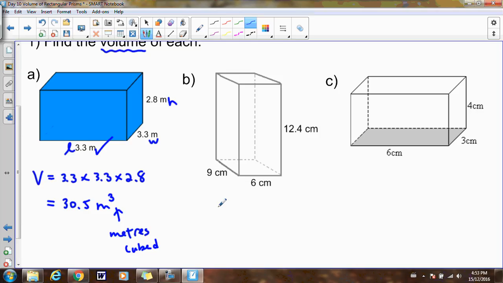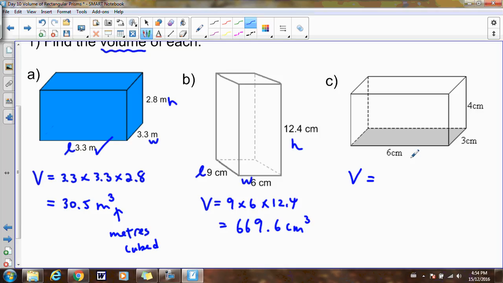The next one is very similar. So again, we use the formula length, width, and height. So we label this. Let's say this is the length, this is the width, this is the height. So you're going to have 9 multiplied by 6 multiplied by 12.4, which gives 669.6 centimeters cubed this time.